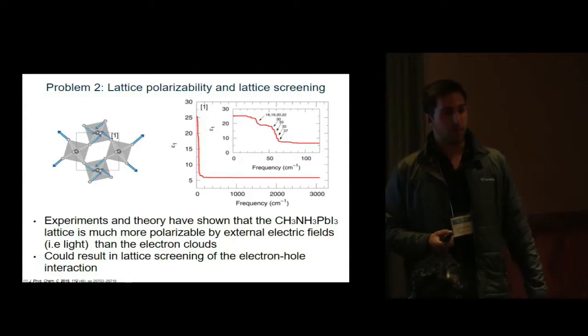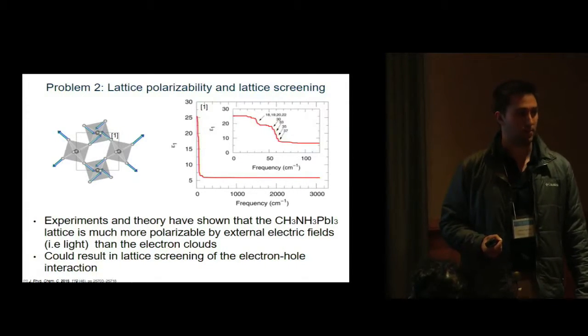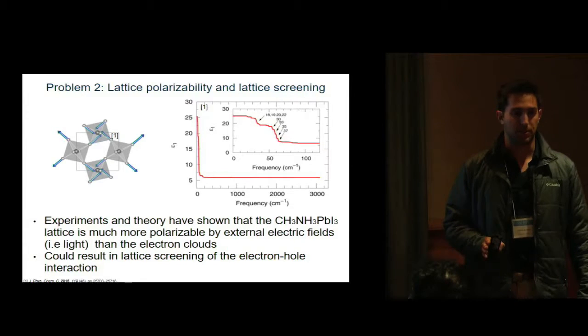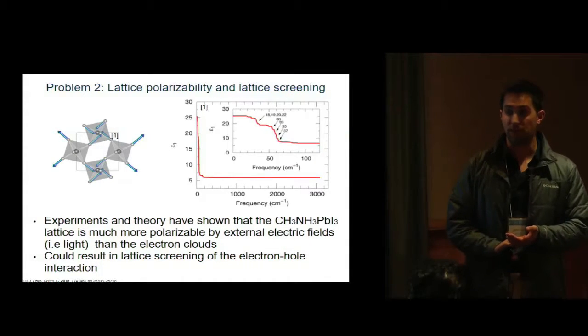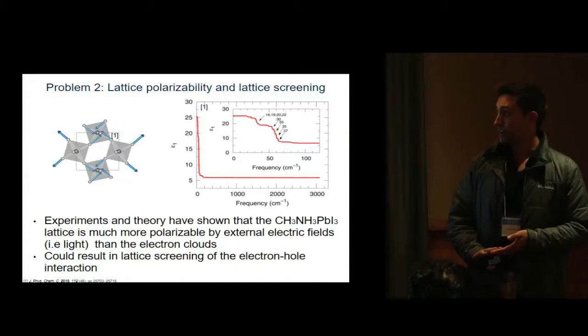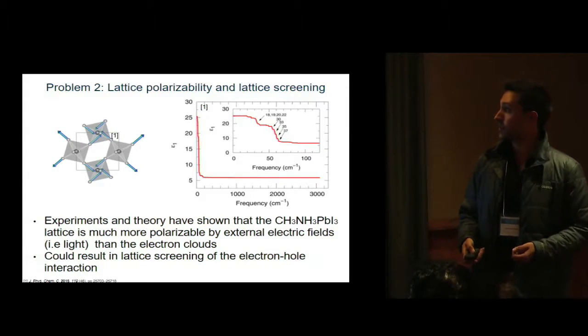And the methylammonium, that organic cation, responds at high frequency. So we have response all the way from 3 terahertz to 100 terahertz. Right? There's a wide range of polarizabilities and responses in the crystal we can look at. And this will have a significant effect on the electronic and optical properties of the material.